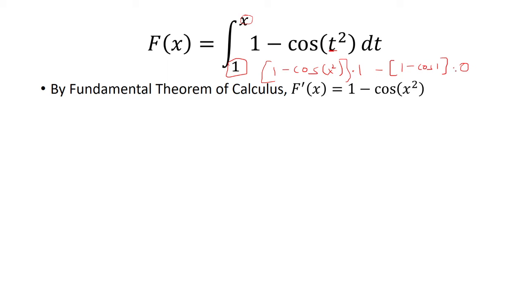Well, because I'm multiplying by 0, this is going to be 0, so I'm not going to waste my time. And then 1 minus cosine x squared times 1 is just 1 minus cosine x squared.